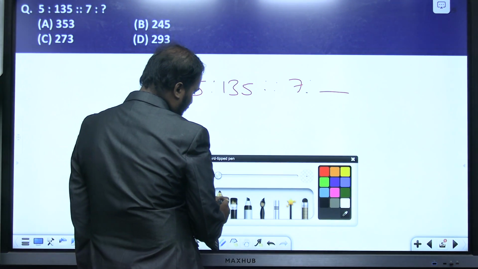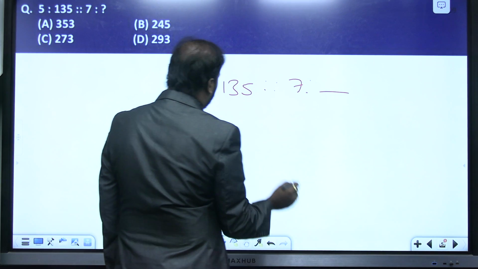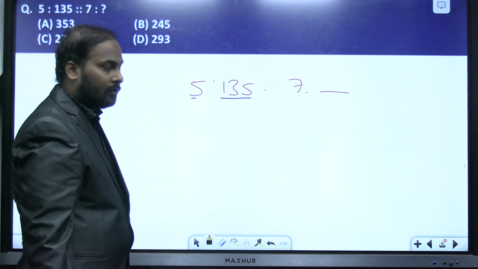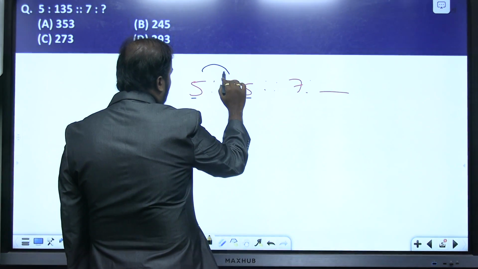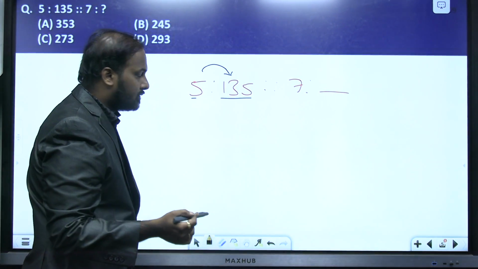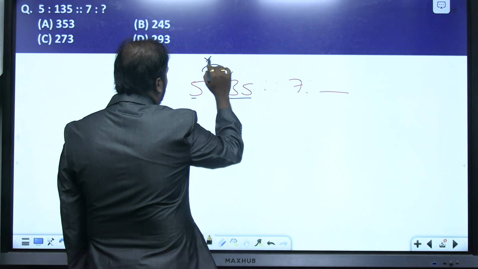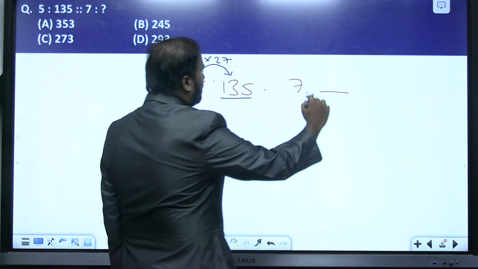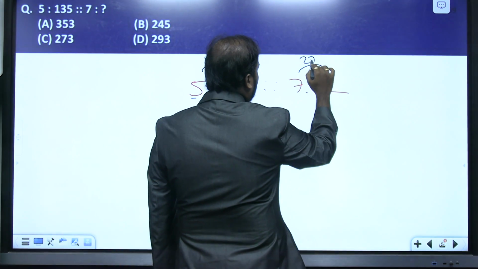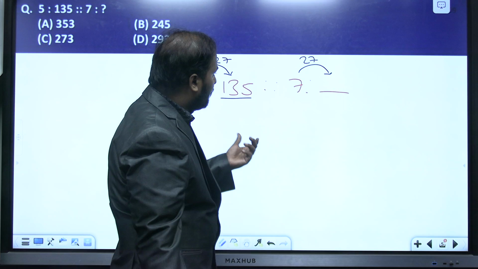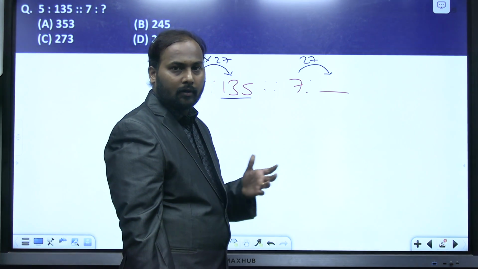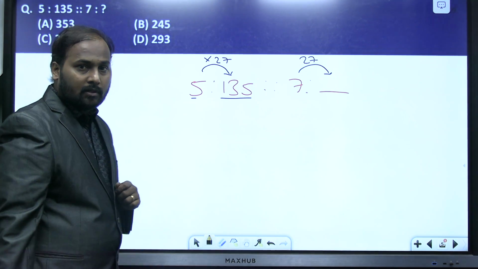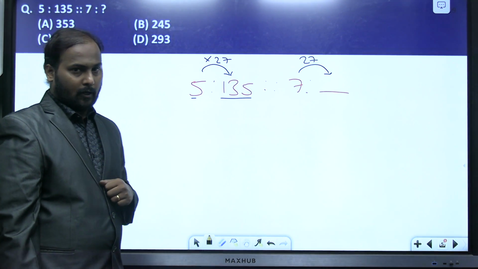Now if you see this question, clearly I can know that 5 and 135. Is 135 not a multiple of 5? Yes, it's a multiple of 5. How many times is it increasing? I can clearly say that it is multiplied by 27 times. Similarly, if you try to multiply 7 by 27, 7 20s means 140, 7 7s are 49, 140 plus 49 is 189. Is there 189 in the options? So 189 is not there in the options.